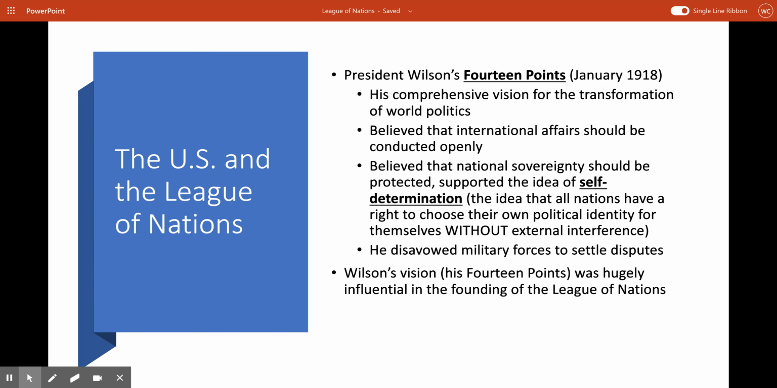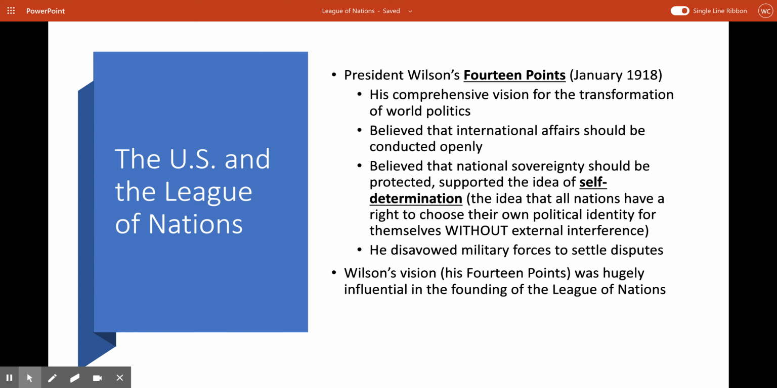So let's talk about the U.S. and the League of Nations. Remember, U.S. President Woodrow Wilson, when he gave his 14-point speech in January 1918, laid out a comprehensive vision for the transformation of world politics.